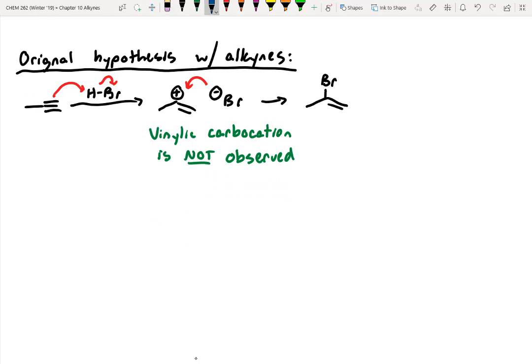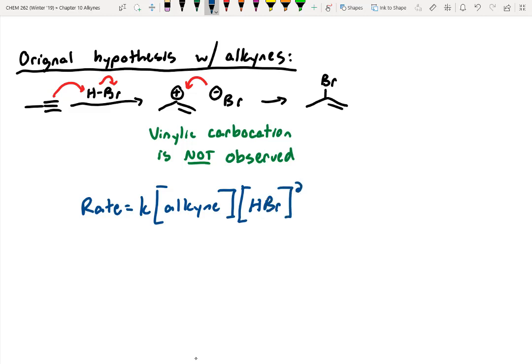And if you remember from SN1 and SN2, you can learn a lot about a reaction's mechanism from the rate equation. And so the rate for this reaction was found to be a rate constant times the concentration of your alkyne times the concentration of HBr squared. So then it kind of complicates things.